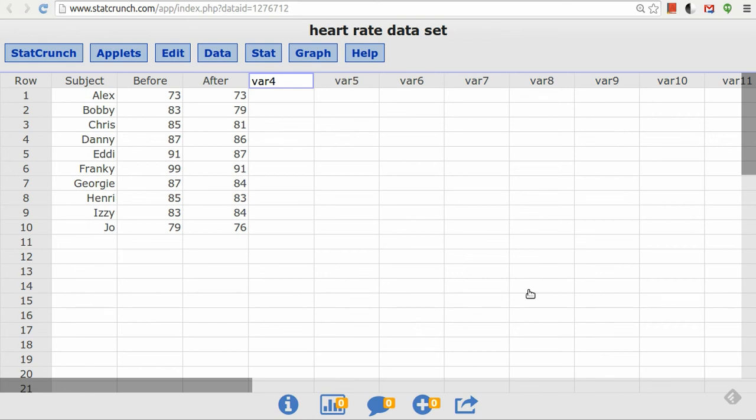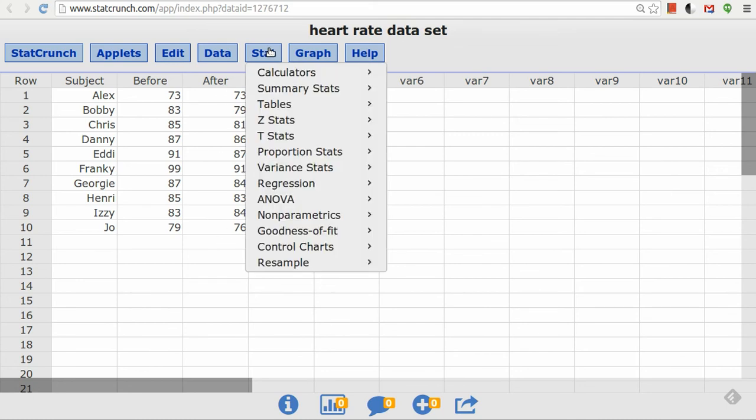Let's take a look at how to perform a paired t-test within StatCrunch. So this is the heart rate dataset linked from the lesson. What it shows us is the subjects, so the names of the 10 individuals we sampled from, the heart rate before taking a drug, and the heart rate after taking that drug.